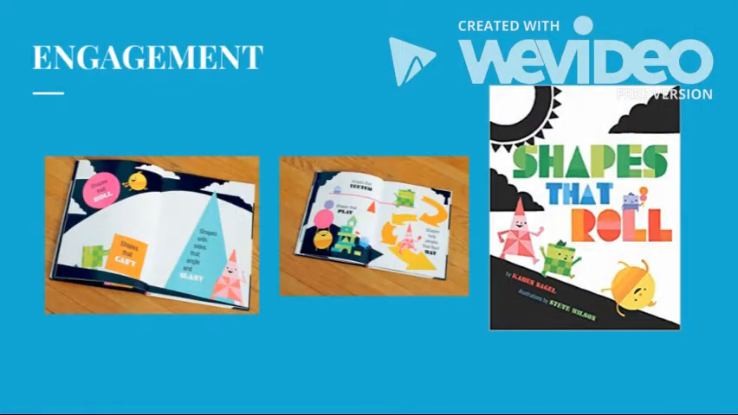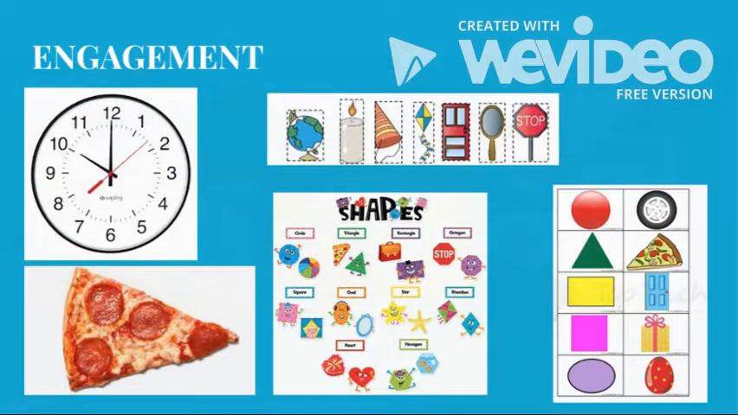The teacher will begin the lesson by engaging students with a book. The teacher will read Shapes That Roll by Karen Nagel. This will deepen their knowledge of two-dimensional shapes. Throughout the reading, the teacher will ask questions such as, what does this shape look like? Who can show me a shape of a square, circle, triangle, in different things around the classroom?